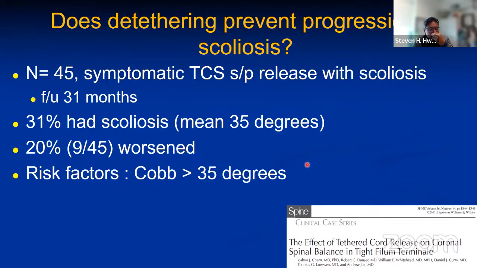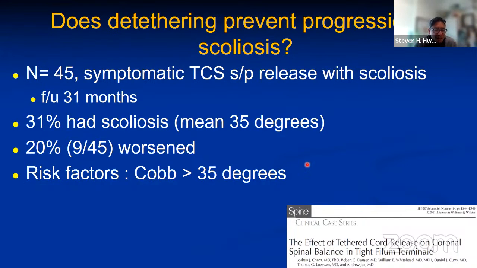This is one of my mentors, Andrew Gray, who published a series of 45 patients. These are symptomatic tethered cord patients, so they clinically had a diagnosis of tethered cord syndrome. And then basically a third of these patients, 31%, had scoliosis with a pretty sizable curve, about 35 degrees. And they found after they detethered them, released them, about 1 in 5, so 20% of them, still worsened, they still progressed.